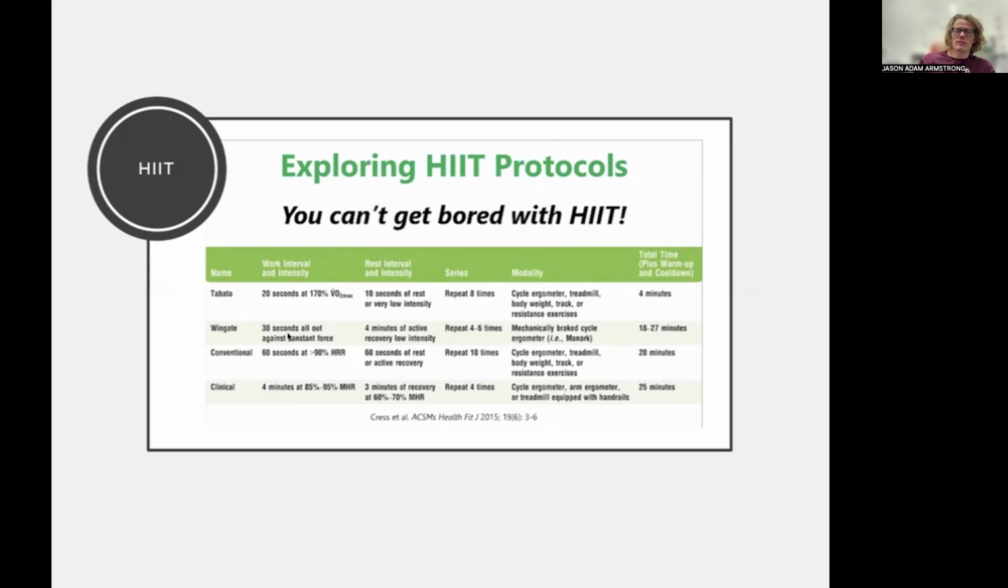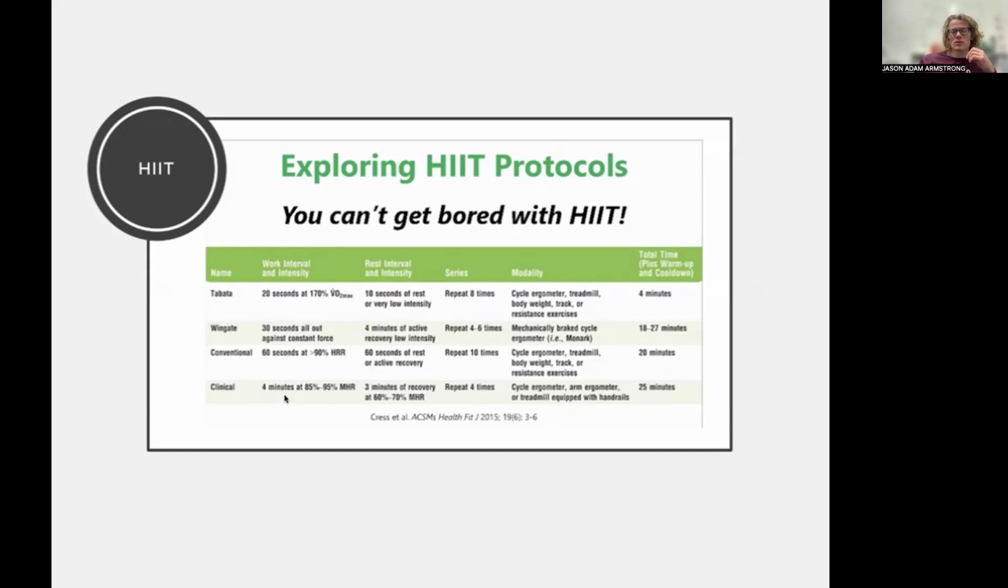Okay. You have something like the Wingate protocol. I don't recommend it a lot, but that is absolute max. You need to be exhausted at the end of 30 seconds. Here we've got 90% heart rate reserve. Okay. And we can talk about, again, if you really want to know how to calculate these things, I'm happy to teach you. It's not difficult.